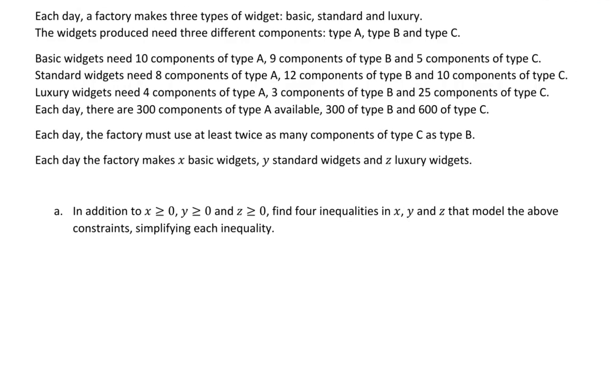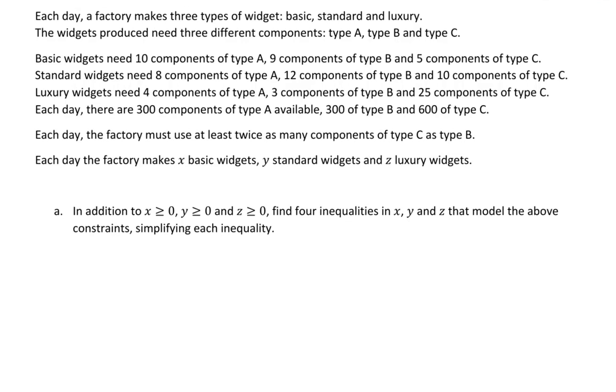The widgets produced need 3 different components, type A, type B, and type C. Basic widgets need 10 components of type A, 9 components of type B, and 5 components of type C. Standard need 8 of A, 12 of B, and 10 of C. Luxury needs 4 of A, 3 of B, and 25 of C. Each day there are 300 components of type A available, 300 of type B, and 600 of type C. Each day the factory must use at least twice as many components of type C as type B. Each day the factory makes X basic widgets, Y standard widgets, and Z luxury widgets.